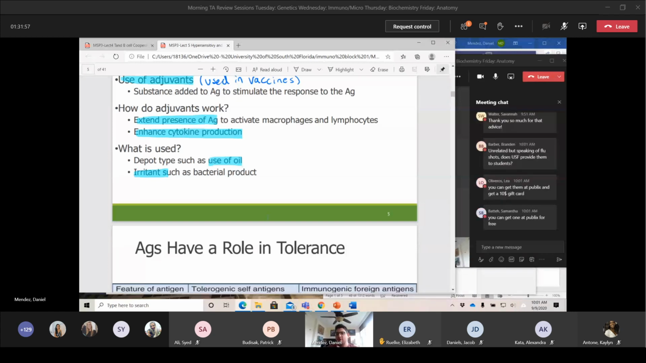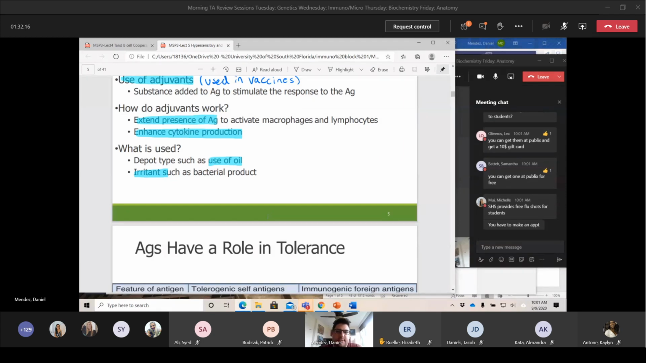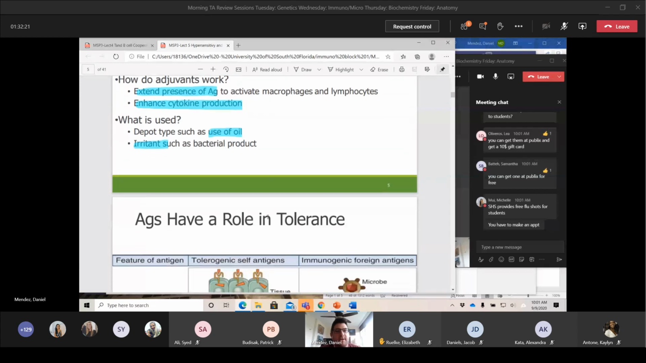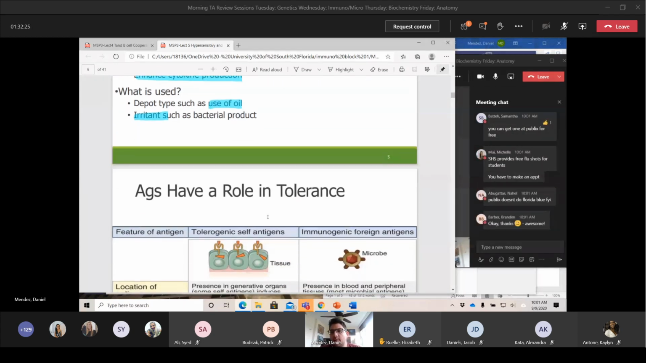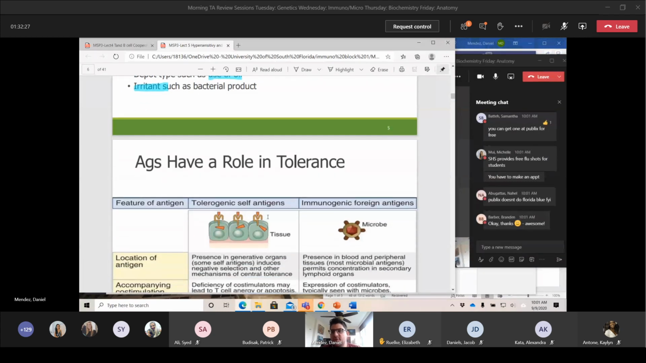If you have insurance, you can go to Publix and get the $10 gift card, which is pretty awesome. But it has to be a Publix with a full pharmacy. So I don't know if the one on campus has a full pharmacy, but the other one on Fowler does, if you live by campus. And apparently Student Health Services is also providing free flu shots to students. But you have to make an appointment. You guys are killing it up here in the chat with all of your information. Oh, you guys are super informed.